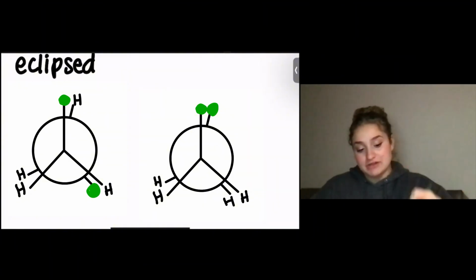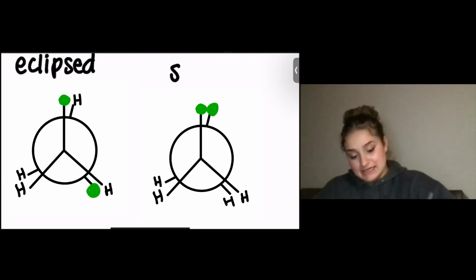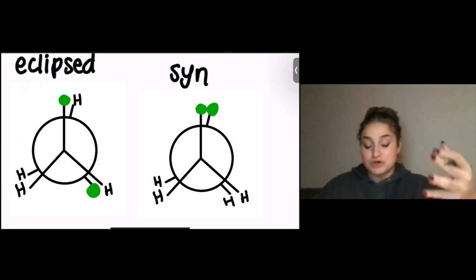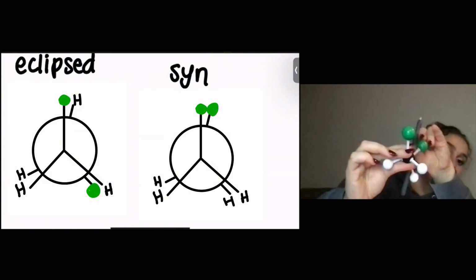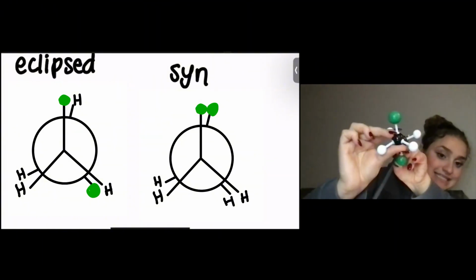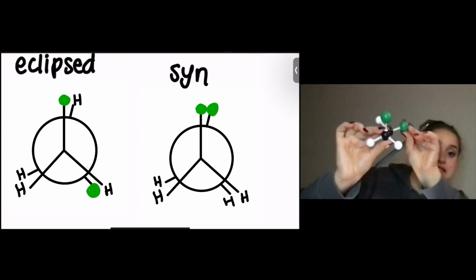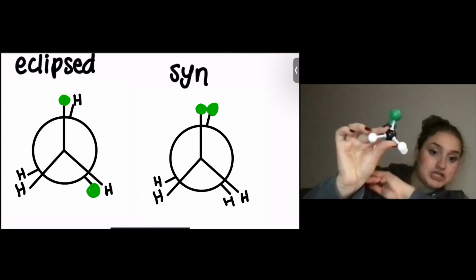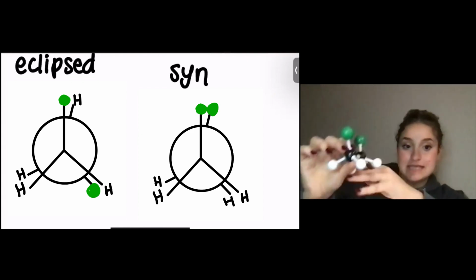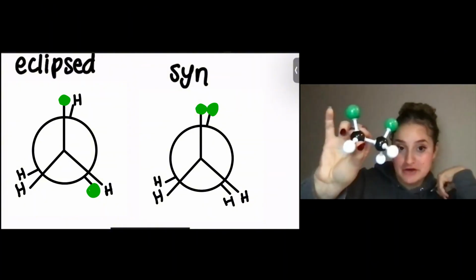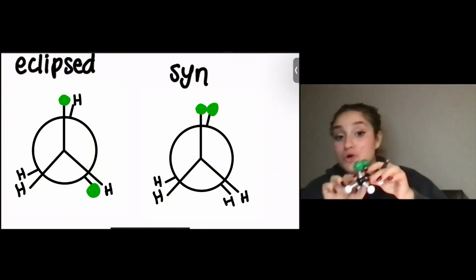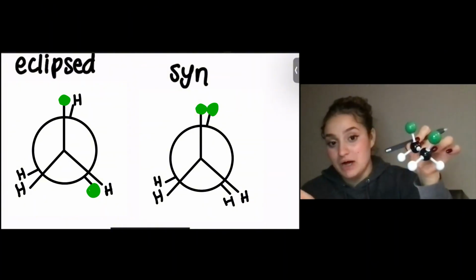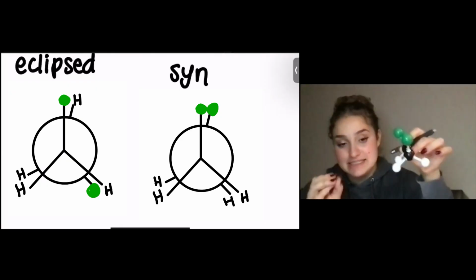Another thing I want to mention about this is that this is also called syn, S-Y-N. This prefix can also mean same. As we saw before, when they were directly opposite one another, this was called anti-periplanar. So syn means same. This conformation is called syn-periplanar, same side around the plane, okay? So this can either be called totally eclipsed or syn-periplanar as well. And this is our least stable conformation.